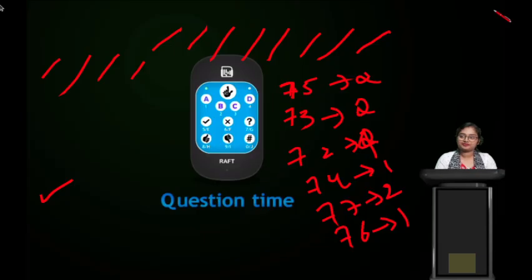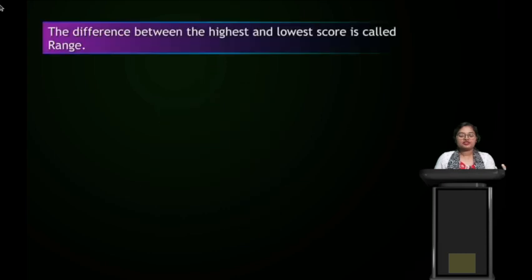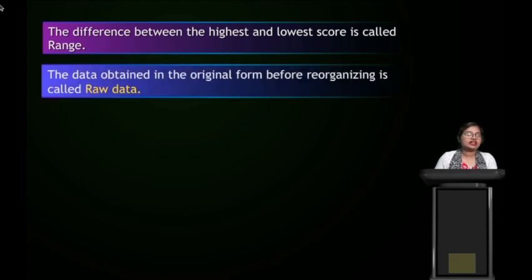Okay. Now let's revise what we have studied in this chapter. Firstly, we have studied the range, right? The difference between the highest and the lowest score is called range. Then we have learnt about data. The first is raw data. The data obtained in an original form before reorganizing is called raw data. That is, the data that we obtain as a source is called raw data.